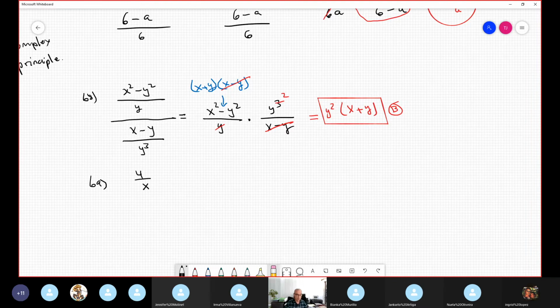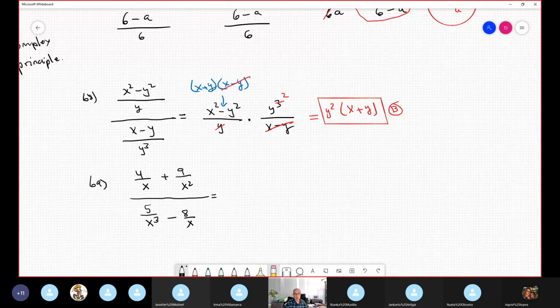4 over x plus 9 over x squared. This is very, very complicated. Over 5x cubed minus 8 over x. Okay, it's obvious. In this case, we are not ready to apply the complex principle because in the top we have two fractions, and to apply the complex principle we need only one compact fraction. But don't worry, be happy, we're processing a little bit.